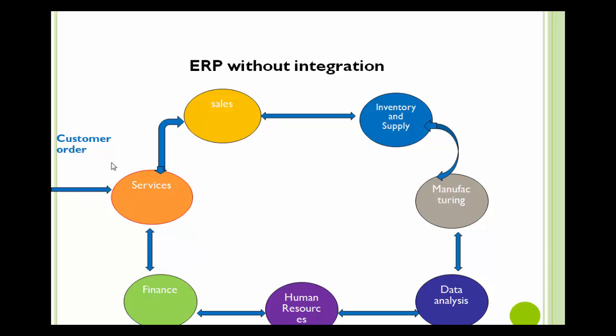Fine. For example, a customer placed an order on the first of the month, and they are looking for the finished product after 20 or 30 days. A typical manufacturing company will have these many resources, these many modules: service, sales, inventory and supply, manufacturing, data analysis, human resource, then finance.